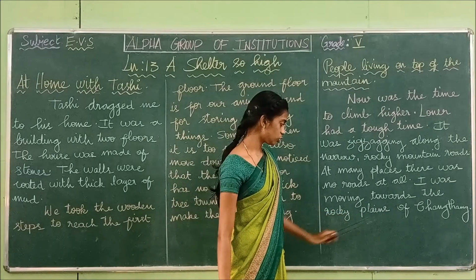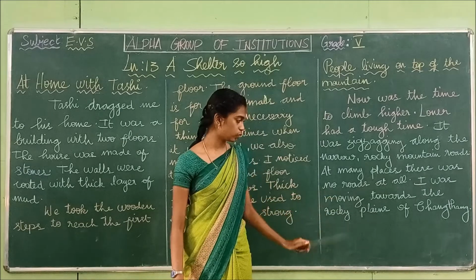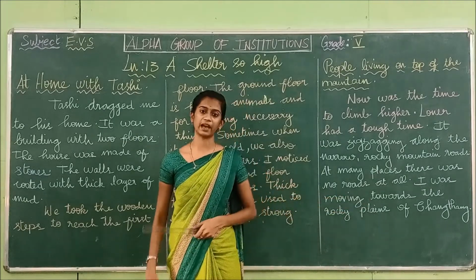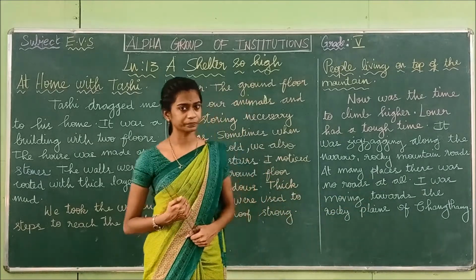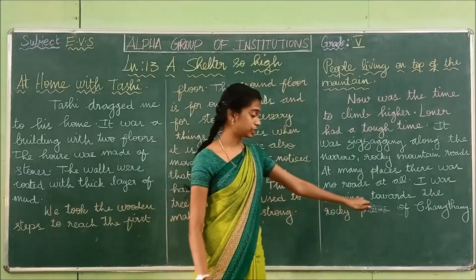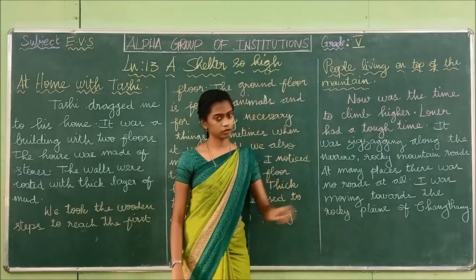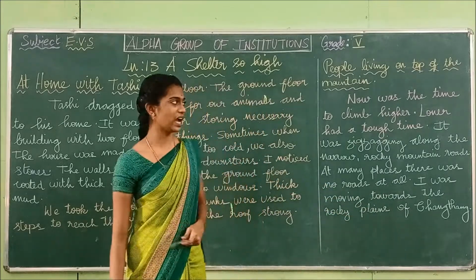I was moving towards the rocky plains of Changtan. So where does he go? Yes, he is going to the place Changtan. So I was moving towards the rocky plains of Changtan on this motorcycle.